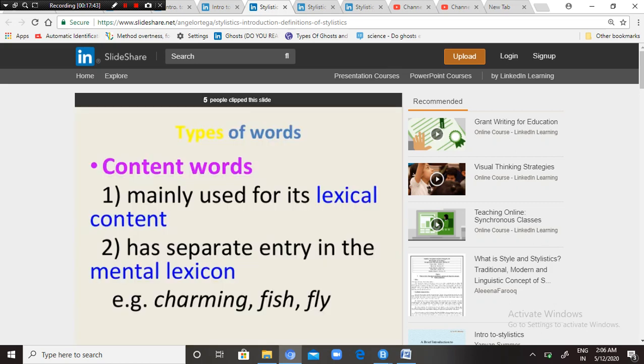Types of words. The first type is content words, mainly used for their lexical content. Each has a separate entry in the mental lexicon, for example charming, fish and fly. These are the types of words which we are using as content words.